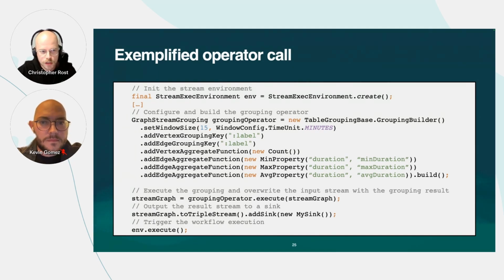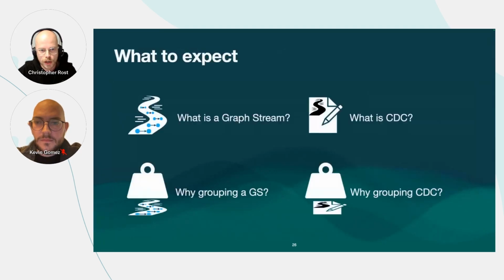So it's written in Java. That means you write the grouping configuration here in a Java API that we created. You can define the window size that you want to use. You can define which the vertices should be grouped on, which the edges should be grouped on, which vertex and edge aggregation functions you want to use. And then at the end, you can apply this operator on a graph stream, which is an implementation of the graph stream data model, also in the graph stream zoomer. So this is how you call the operator.